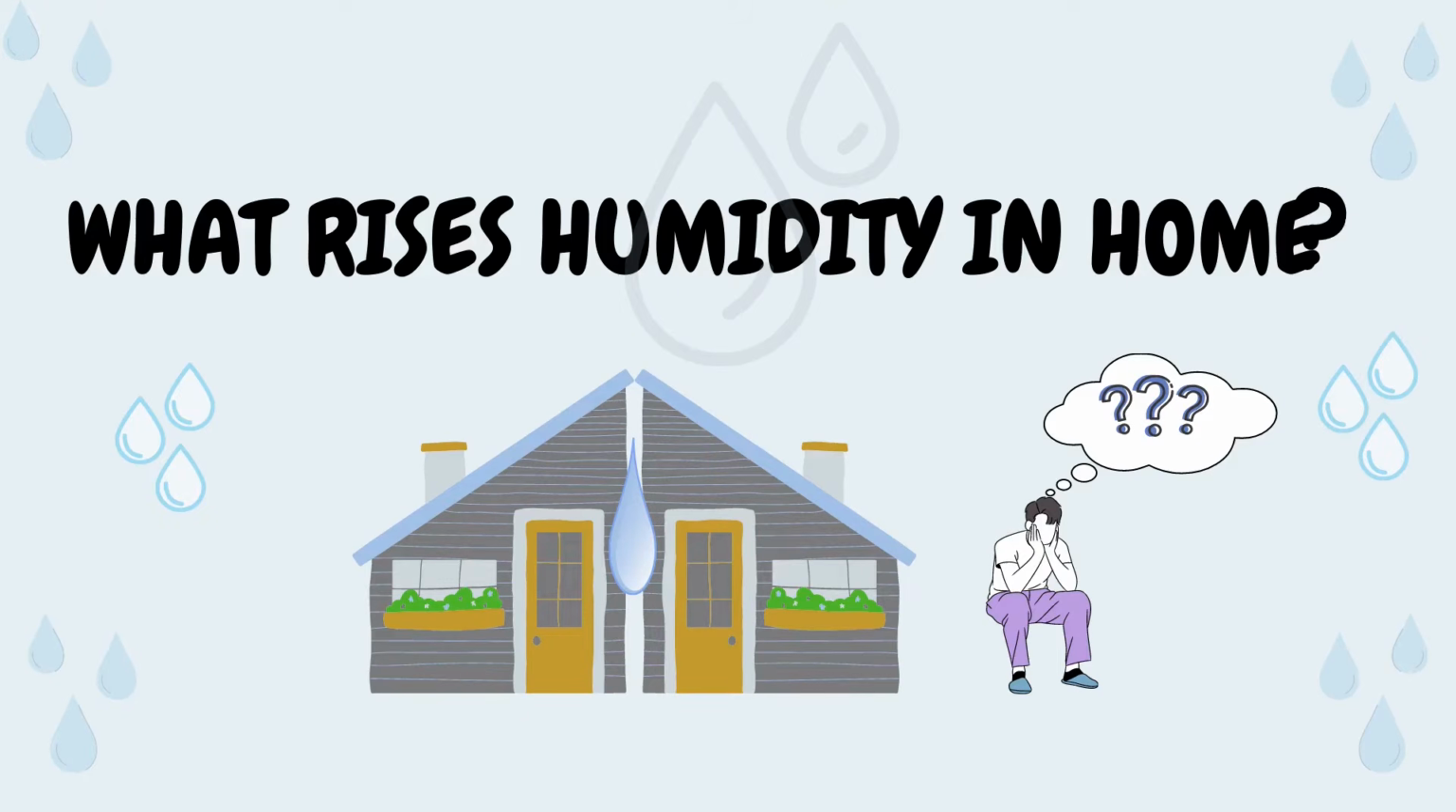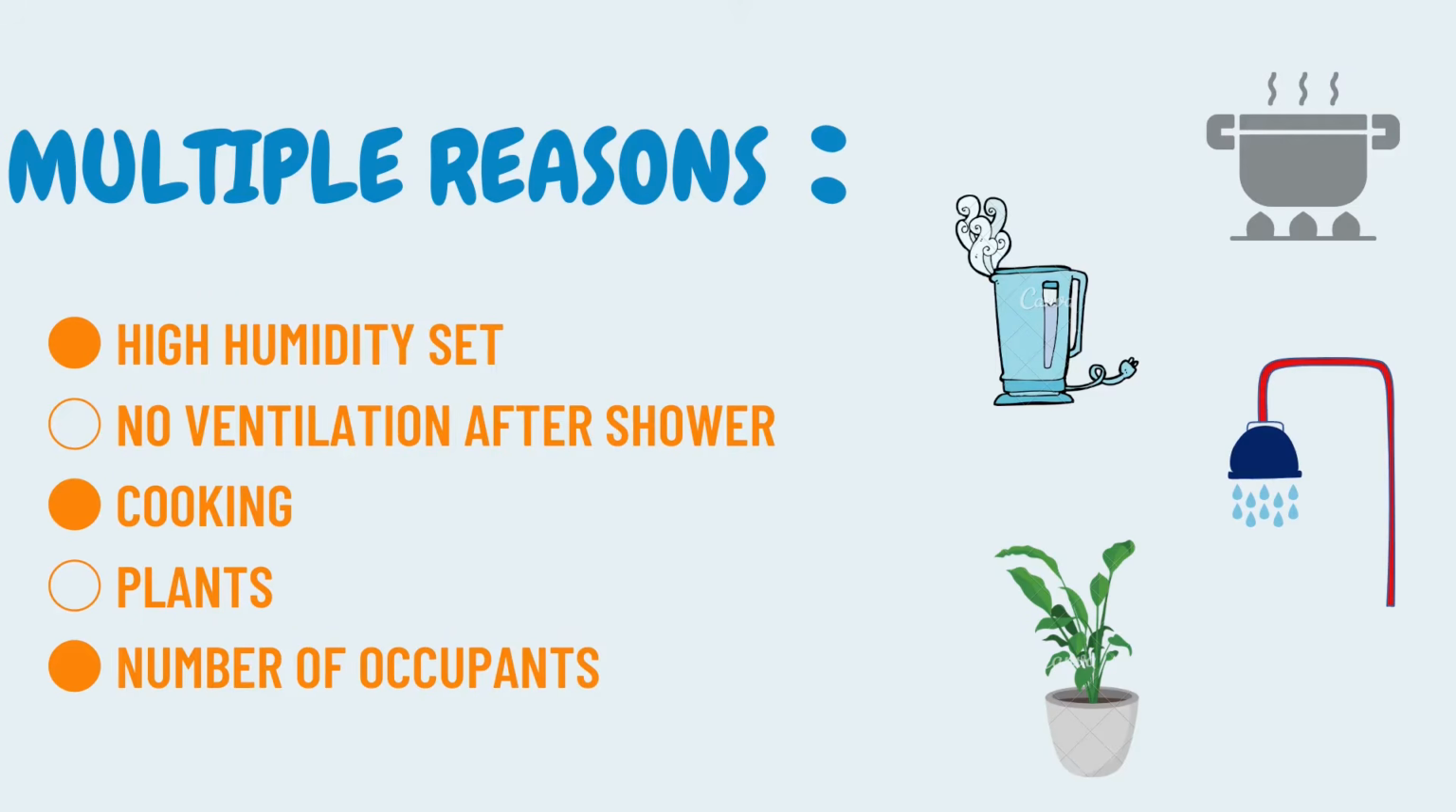Now, before talking about solutions to fix this condensation issue, first let's talk about what can raise humidity inside the house. There can be multiple reasons. First, it can be a high humidity setting on the humidifier. Second, no proper ventilation after a shower. Or boiling water and cooking food without covering the utensils and not ventilating properly. Then it can be your plants. And also a high number of occupants in a house. Just for example, one adult breathes out 1.5 to 2 liters of moisture in one day.